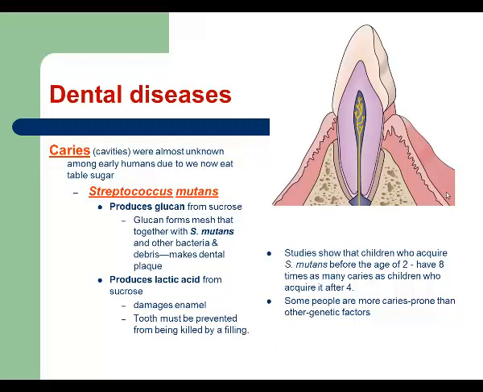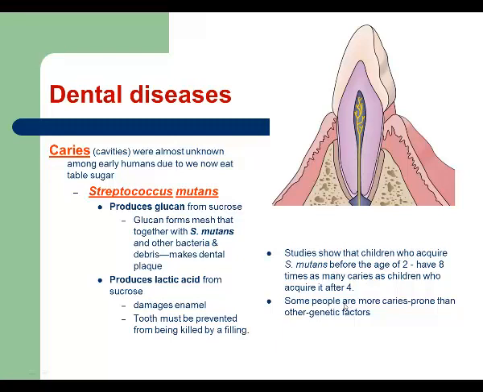When Streptococcus mutans metabolizes sucrose, it produces glucan, which is a mesh-like structure that has the ability to attach to the surface of the enamel, and this is actually what dental plaque is made of. So the dental plaque found on the surface of our enamel is made of glucan, bacteria, and debris. Also, when Streptococcus mutans metabolizes sucrose, it produces lactic acid, and this is what actually causes damage of the enamel.